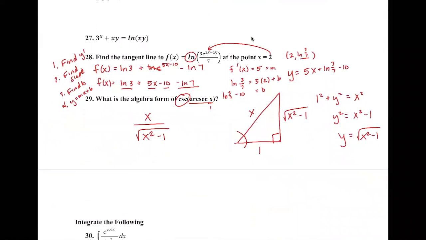29 is the one where you have to draw the triangle. You did that one, I think, before you got on here. So remember when you draw the triangle, you start with the inside, and this is like x over 1.